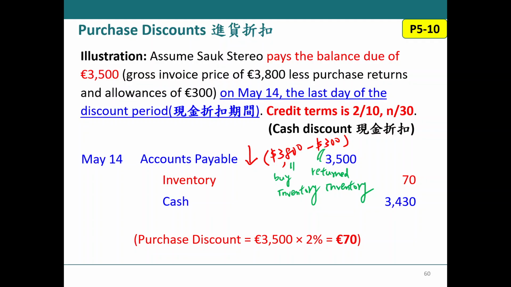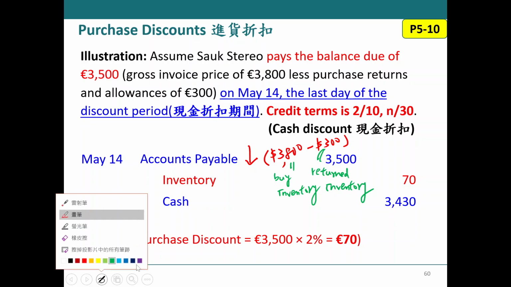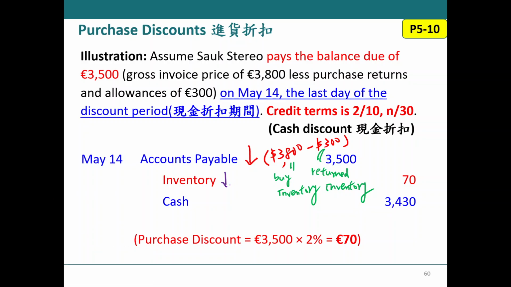But remember, you got a 2% cash discount, right? A 2% cash discount means your cost of inventory decreases. So your inventory decrease means your cost of inventory decreases. How much? 2%, because you got a 2% discount. The 2% discount is $3,500 times 2%, so your cost of inventory decreased $70.